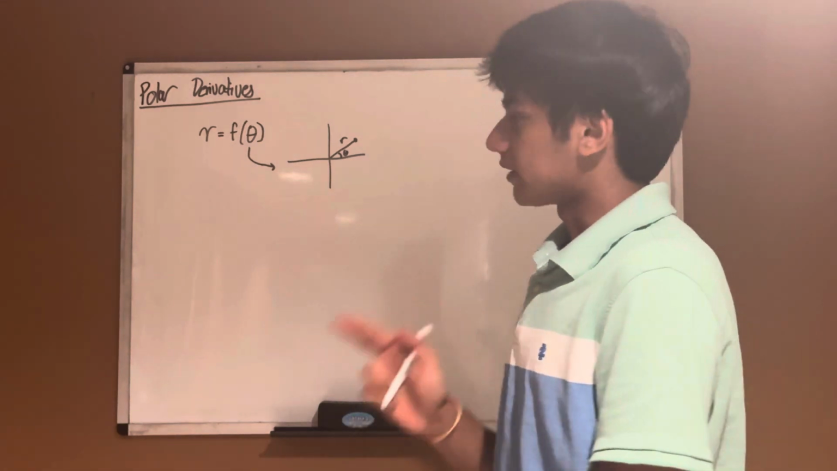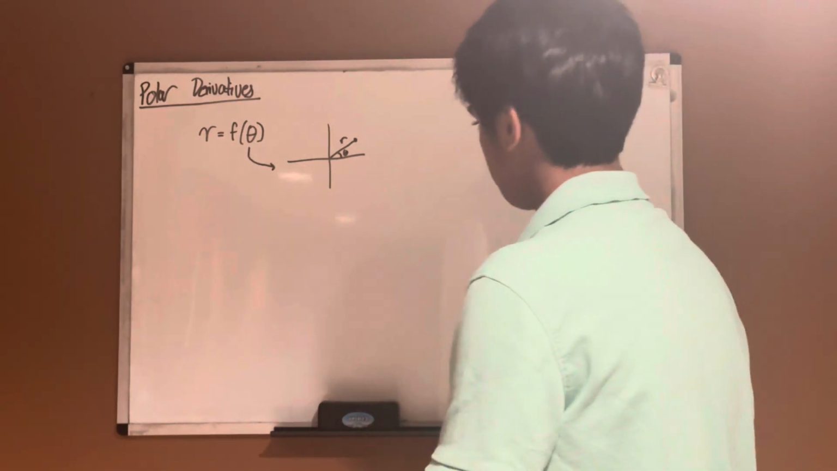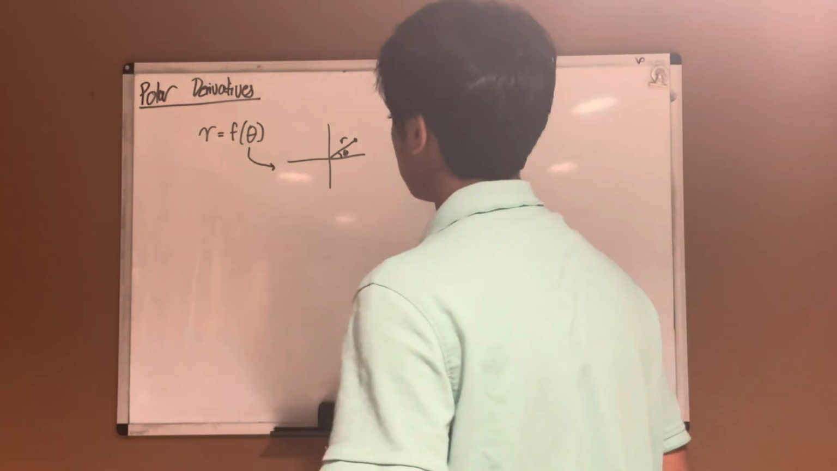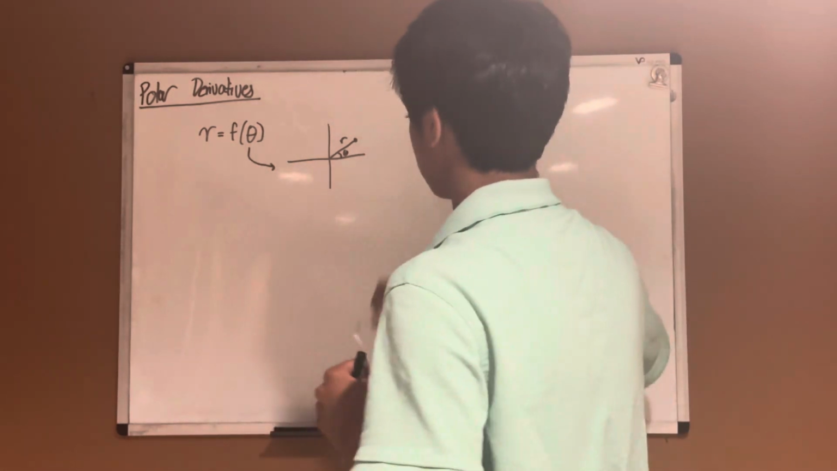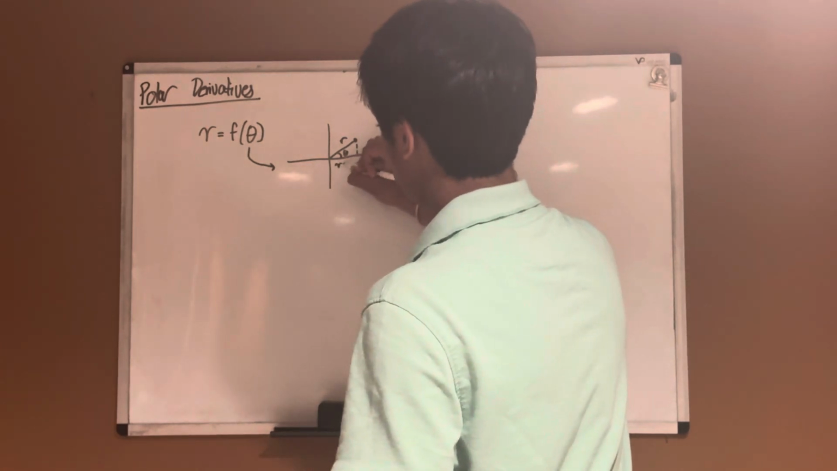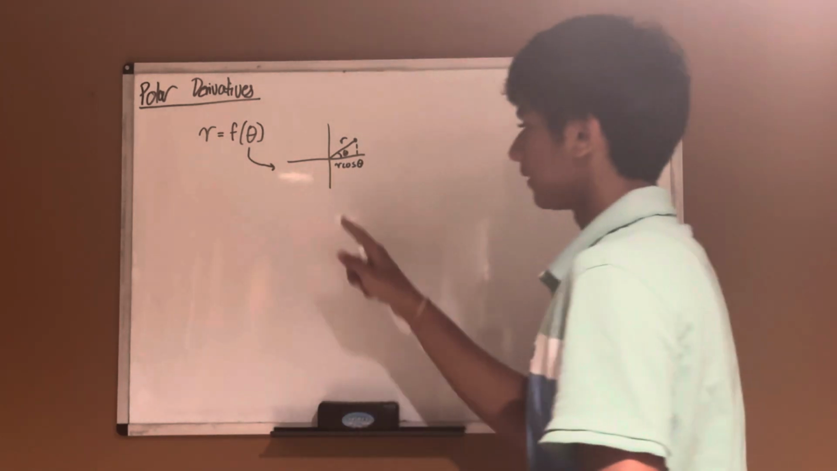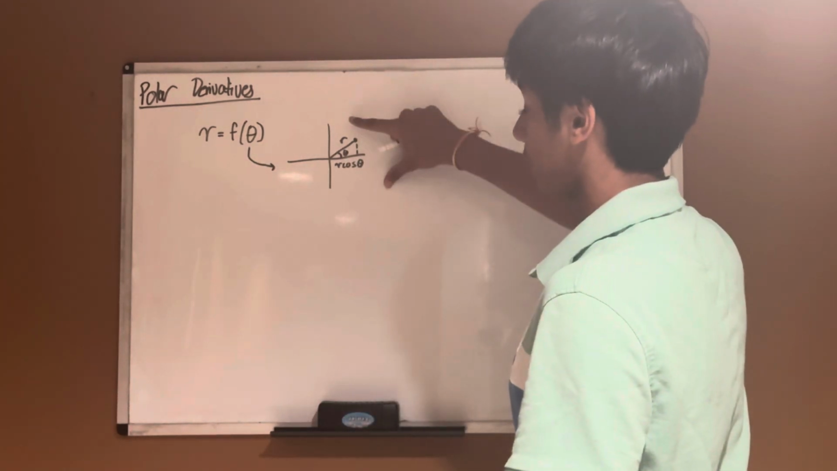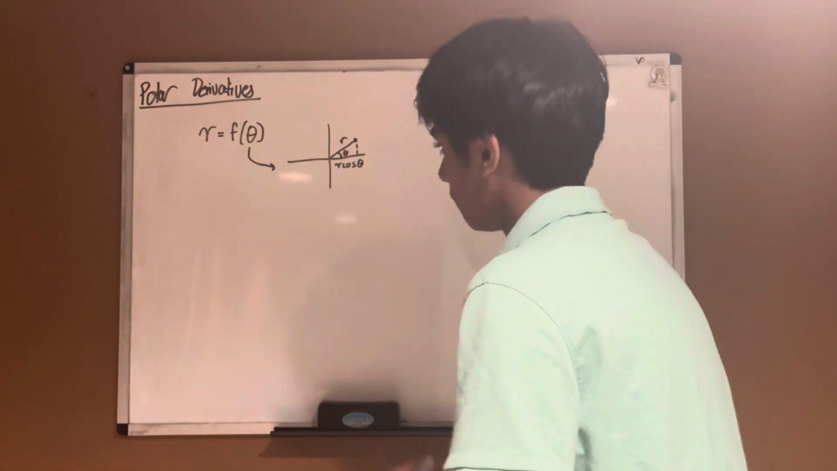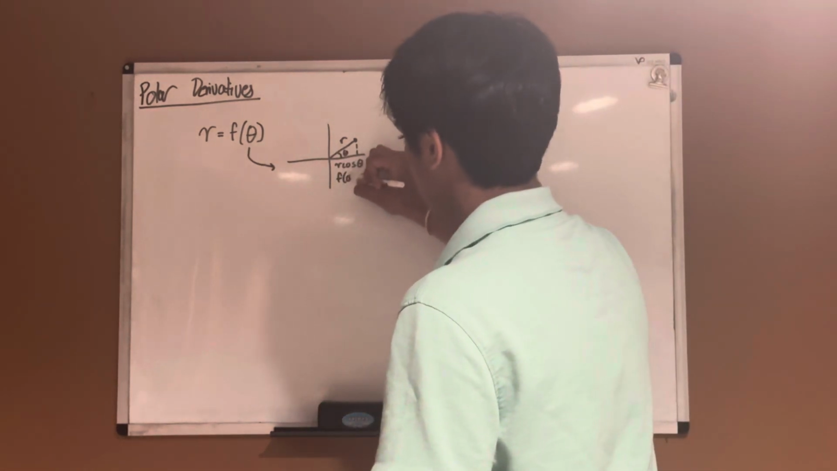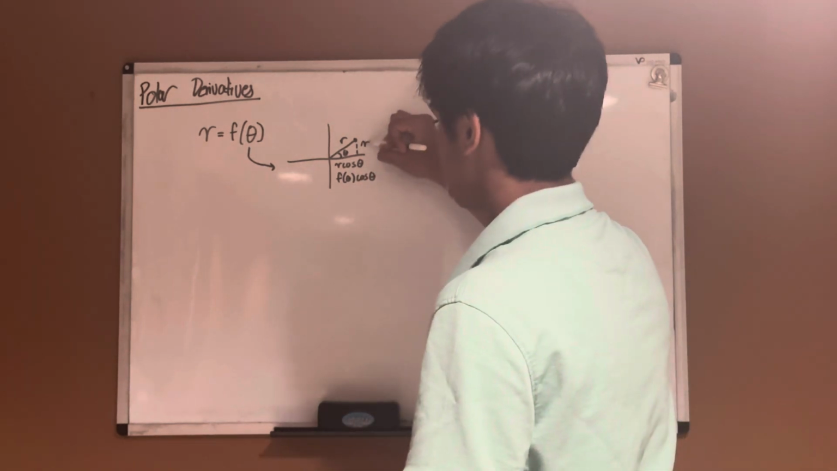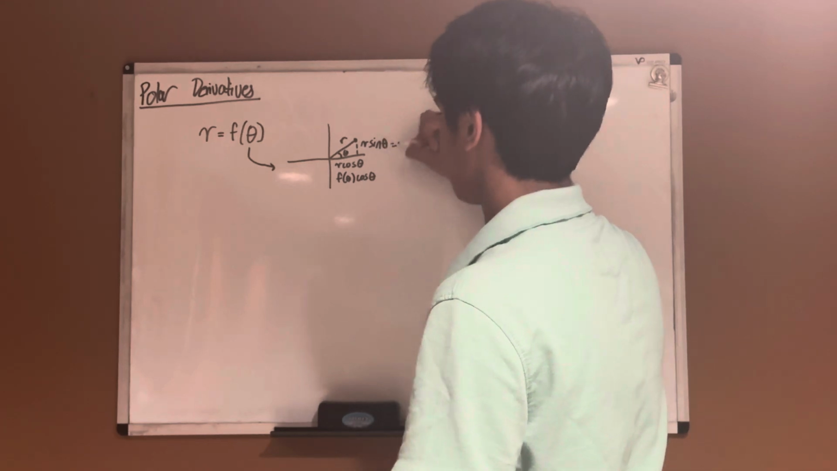So now we want to represent this as an x and a y function because we want to take the derivative, and the derivative is dy/dx. How would we represent this? We would first say this is theta, right? So x would be r cosine theta, because cosine theta equals the adjacent over the hypotenuse. If I multiply by the hypotenuse, which is r, then I get r cosine theta, or f(theta) cosine theta. Similarly, y is r sine theta, or f(theta) sine theta.